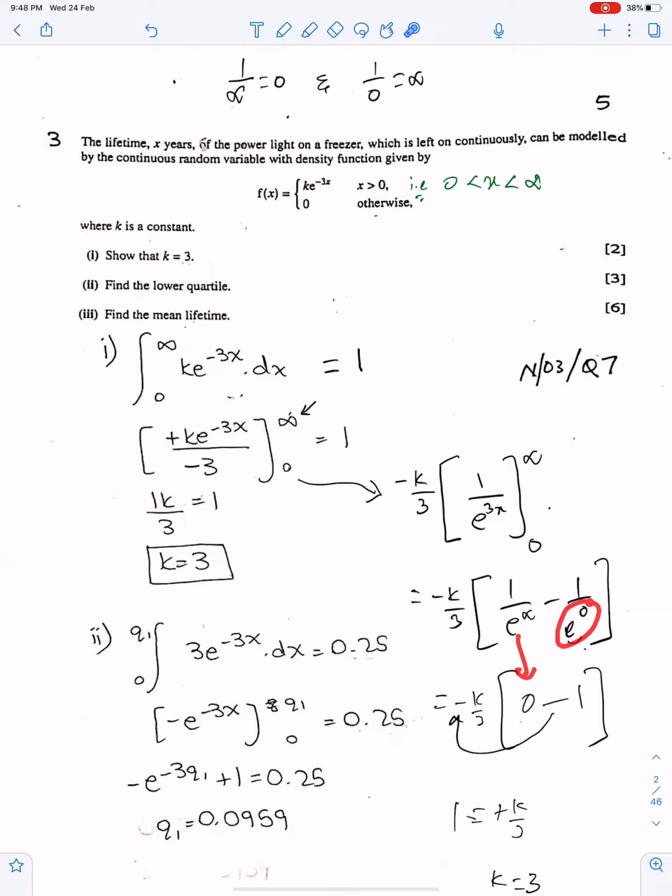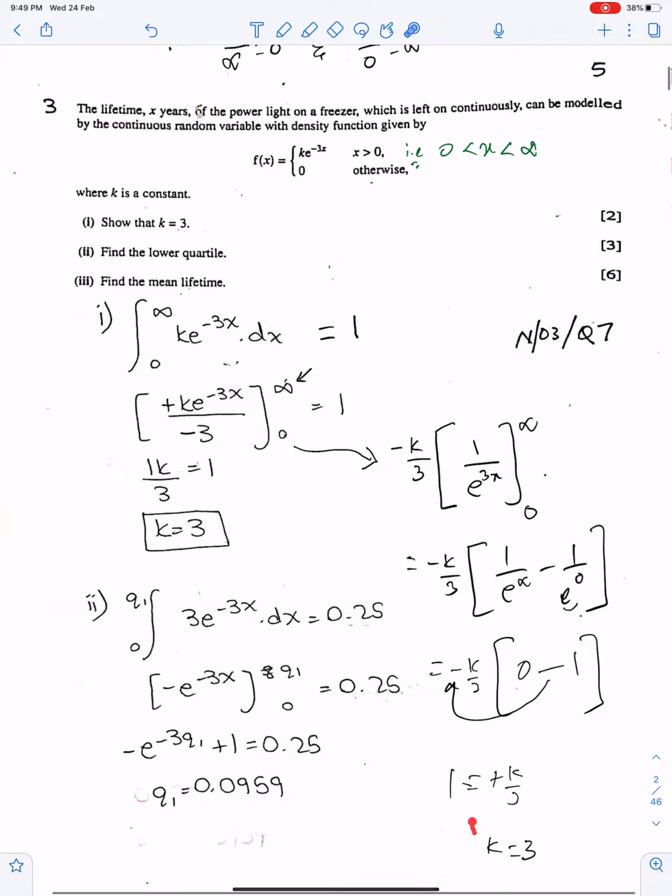Anything power 0 is 1. So 1 upon 1 is 1. When you will simplify this thing, you will get k upon 3. And this entire is equal to 1. So the answer is 3. This is the way to show K3.